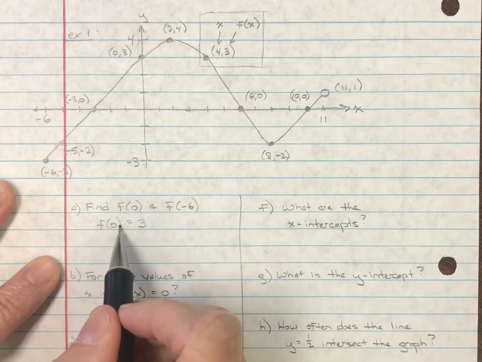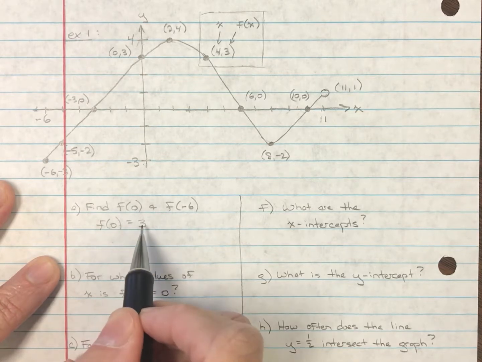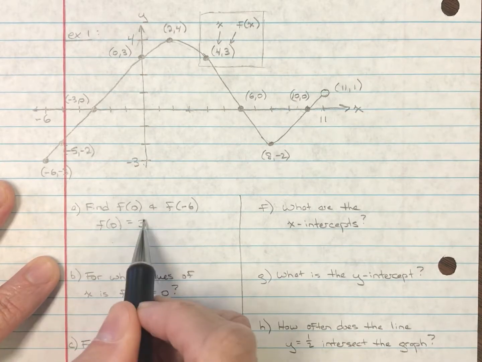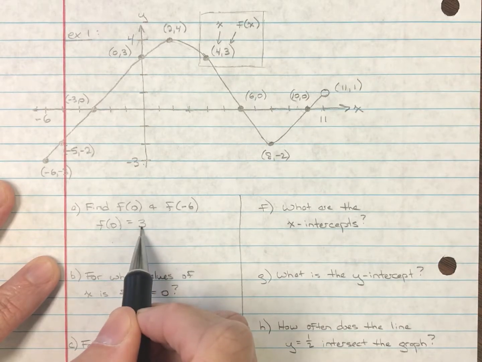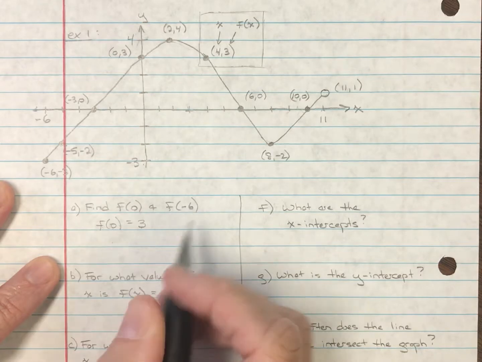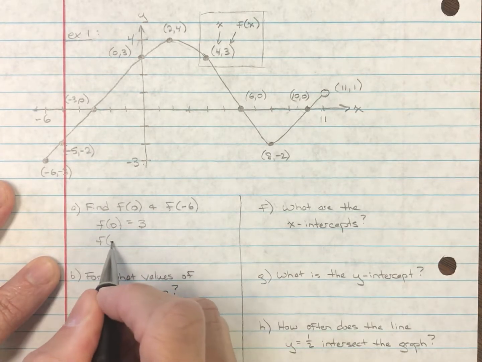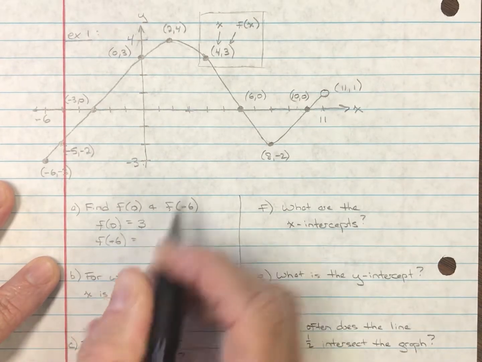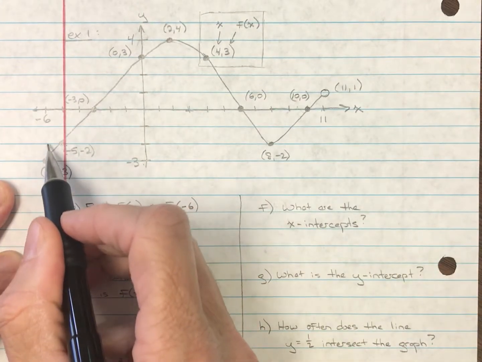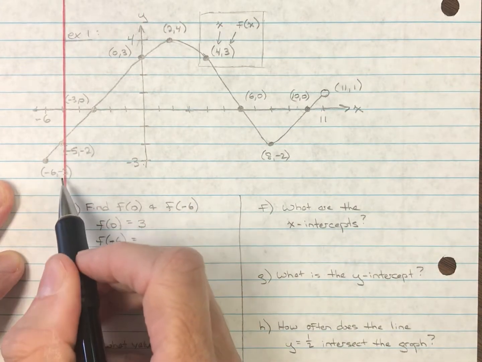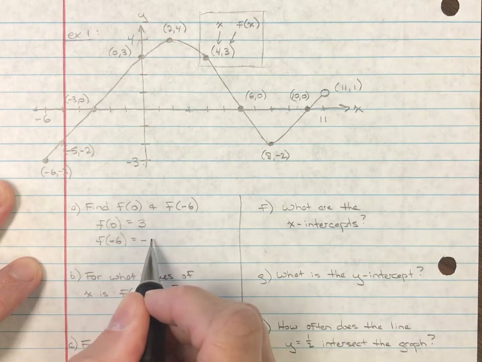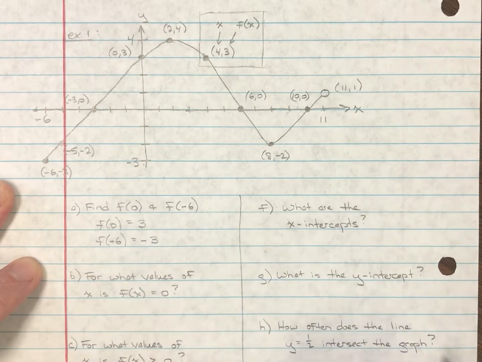The value of the function at 0 is 3. This is the x-coordinate, and the f of x that comes out is the y-coordinate. And so (0, 3) is right here. How about at -6? The value of the function at -6: I look on the x-axis to find -6. I go down and I see the value is -3. So f of -6 is -3.